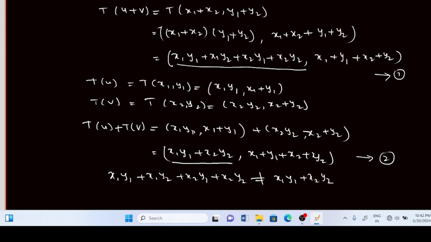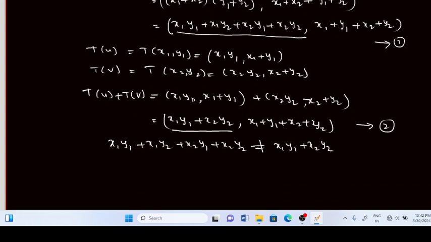So this one is not equal, hence we say that T is not linear. Whereas the second term satisfies, but the first term is not satisfied, hence T is not linear.